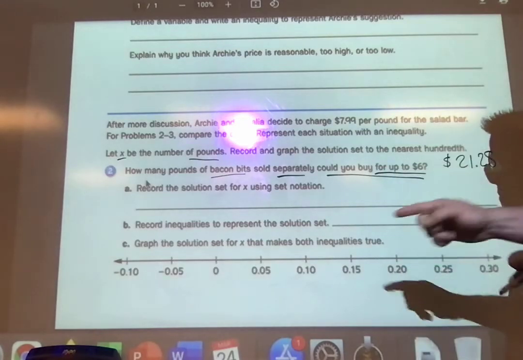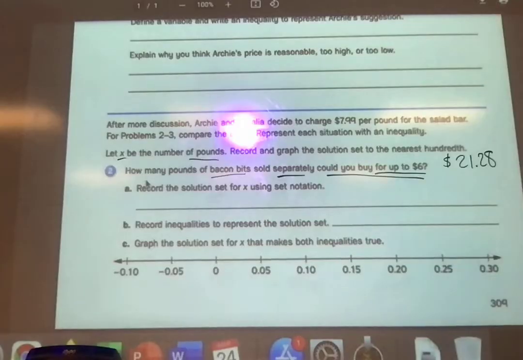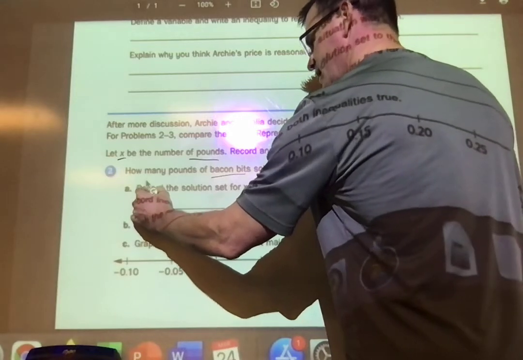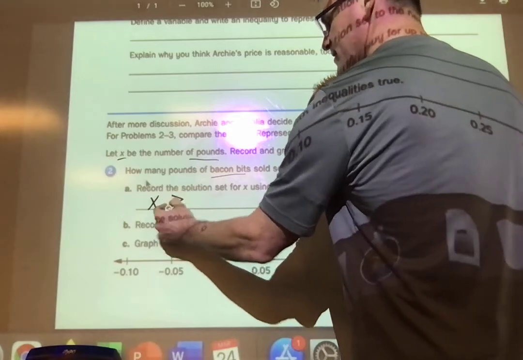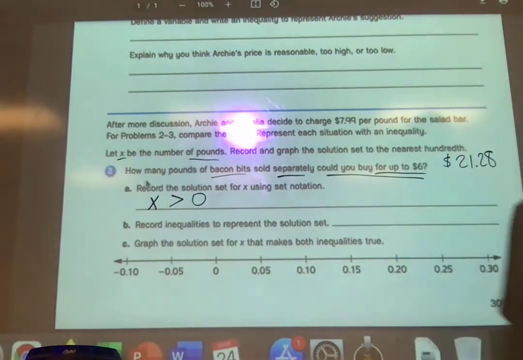But the first thing we know is, first of all, we're going to have more than 0 pounds. You can't have negative pounds, and it can't be exactly 0. So we know X, at some point, is going to be greater than 0. Remember, X is the number of pounds of bacon bits. It has to be greater than 0. You can't have negative or 0 bacon bits when you go to buy them.